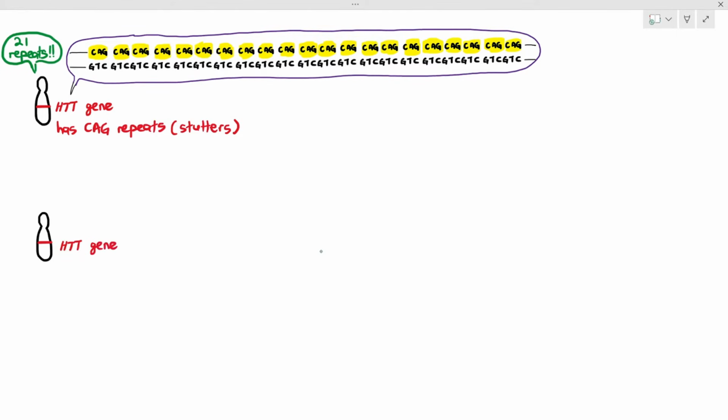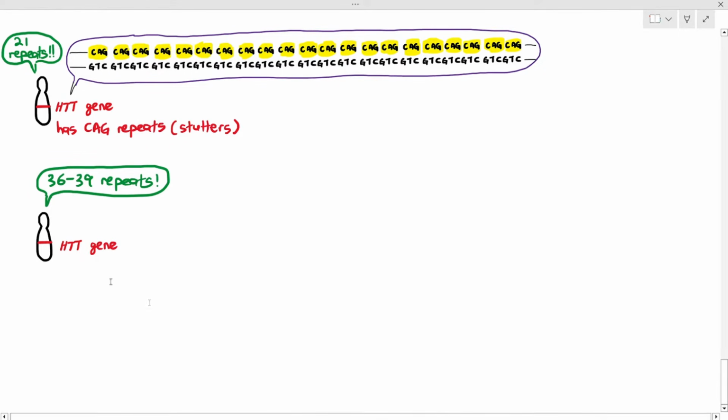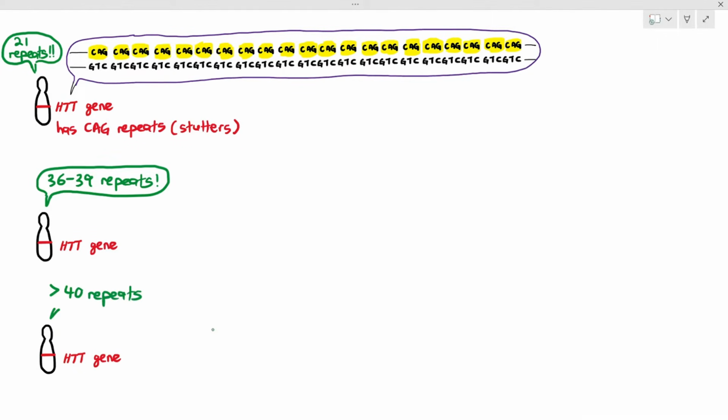Now, 21 CAG repeats in the HTT gene is normal. It's harmless. However, in some cases, a mutation happens where addition occurs and the CAG repeats will increase, or the number of stutters will increase. In some HTT genes, they may have up to 36 to 39 CAG repeats, and in some cases, they can have more than 40 CAG repeats, as I'm representing here.